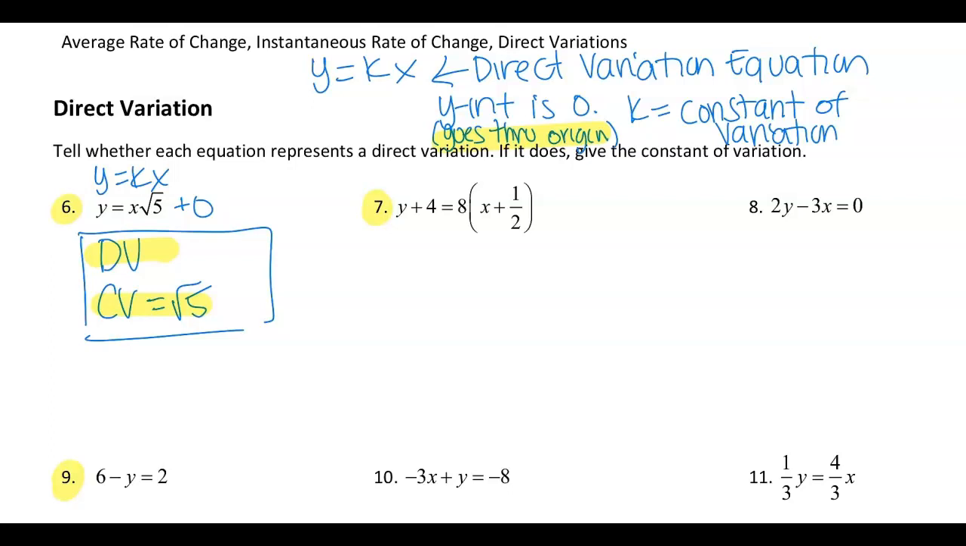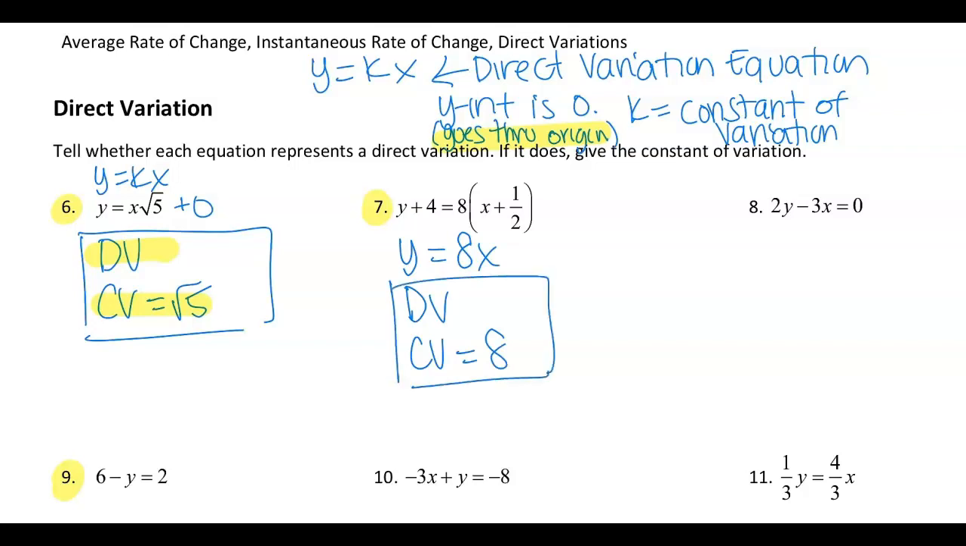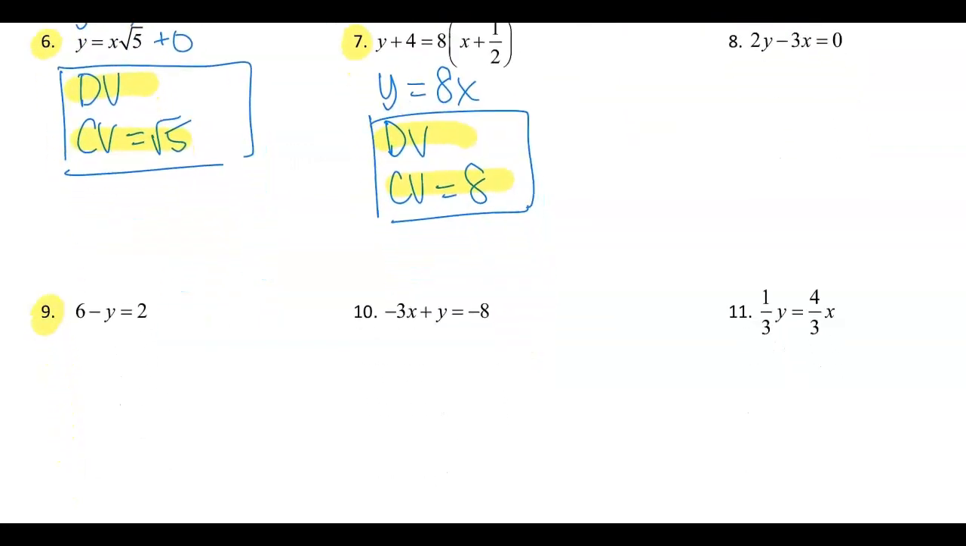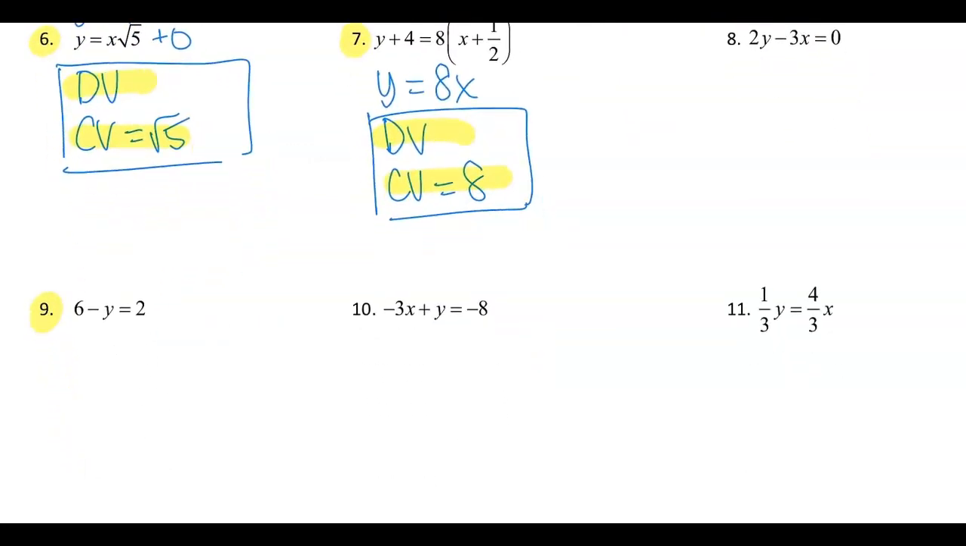All right, let's look at question number 7. Okay, so Michelle, for number 7, is that a direct variation, yes or no? Yes, it is a direct variation. So what's the equation that you got when you simplified it? After you distributed and isolated y, what'd you get? So yes, this is a direct variation. And what's the constant of variation for this? 8. Don't give me the x, just give me the 8. Perfect.